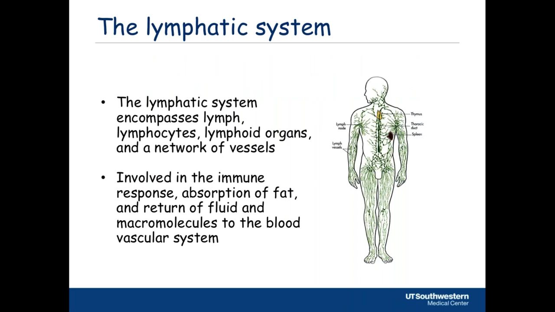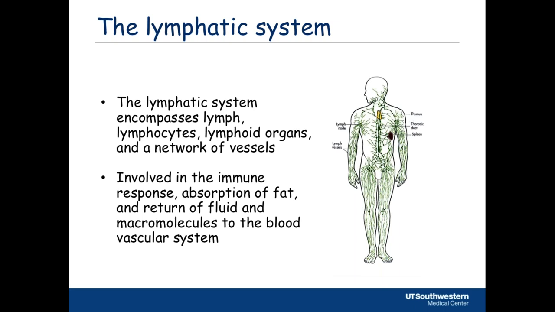Before I present the research that we've been doing in the lab, I just want to briefly introduce the lymphatic system. The lymphatic system encompasses lymph, lymphocytes, lymphoid organs such as lymph nodes, and a network of vessels. These vessels are found in most regions of the body. However, few tissues, such as bone, lack lymphatic vessels.